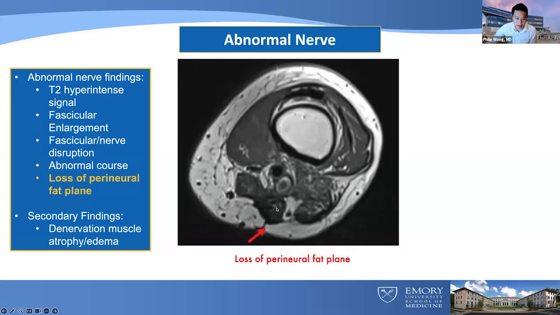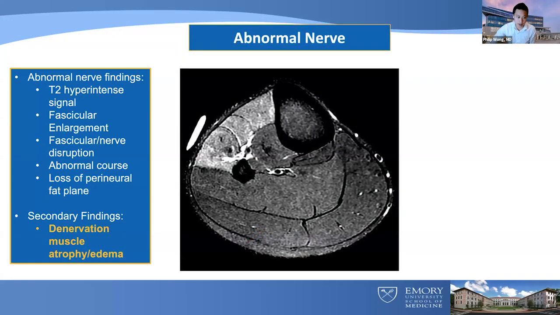And then loss of the perineural fat plane on T1. T1 non-fat-sat images are great to assess not just for muscle change, but muscle atrophy, but also that normal perineural fat plane that you should see. And then secondary findings include denervation muscle edema and/or atrophy. This is an example of a patient with a common peroneal nerve injury. We have really extensive edema along the nerve distribution in the lateral compartment of the lower leg.